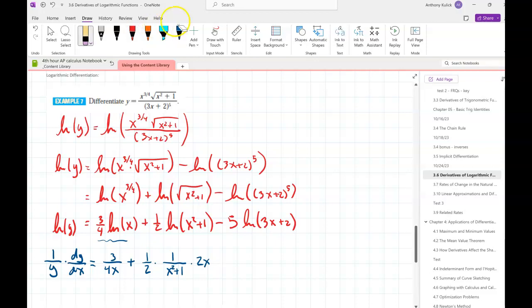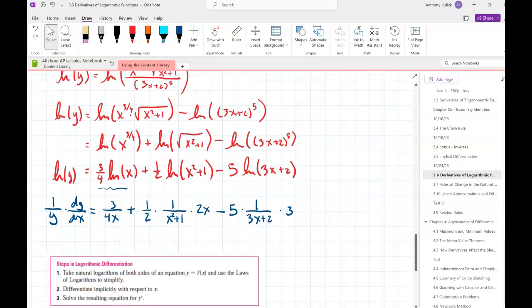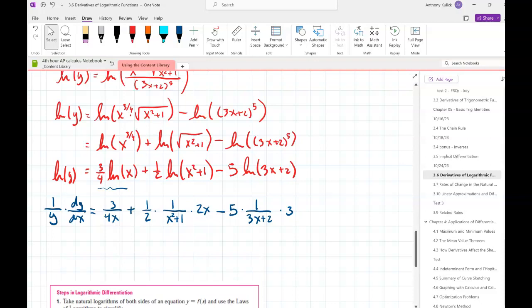What's the derivative of the last chunk there? 5 times 1 over 3x plus 2 times 3. Good. So if I simplify this a little, or combine some like terms a little bit, notice the 2's here are going to cancel.